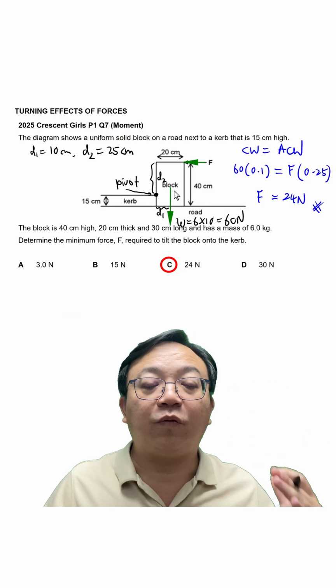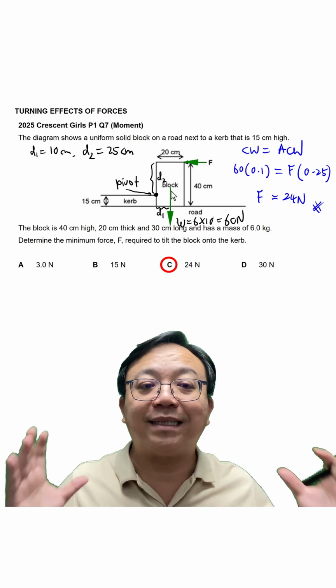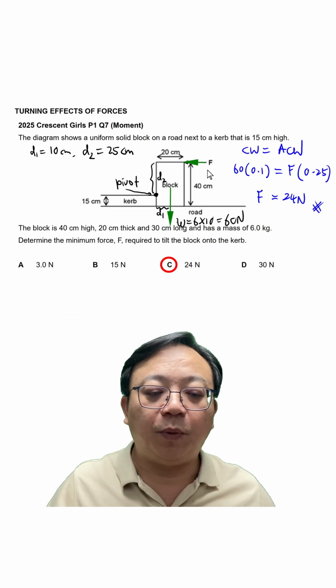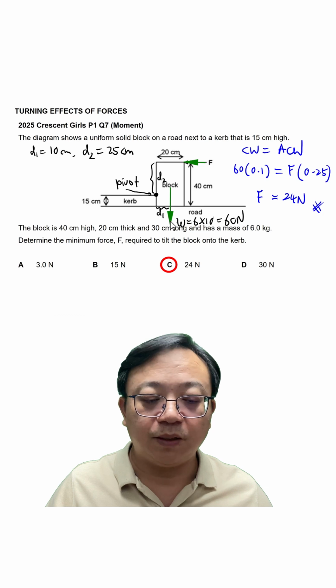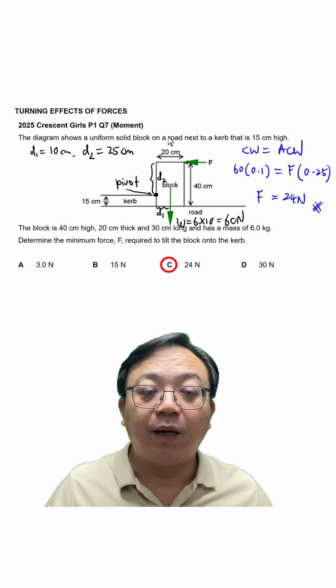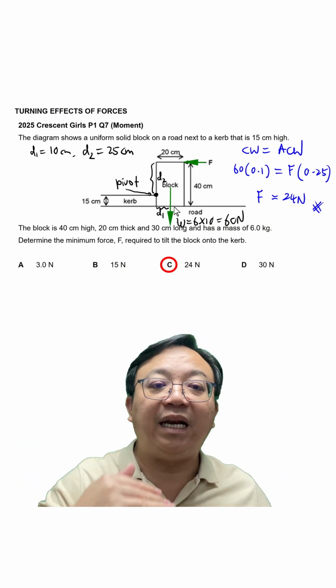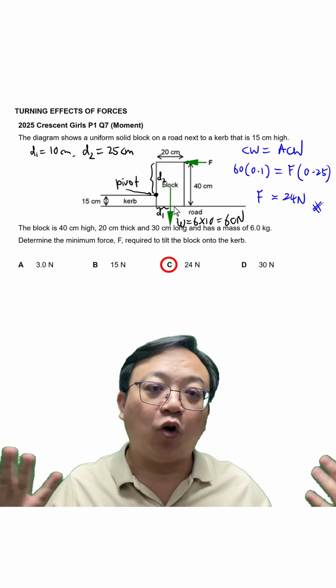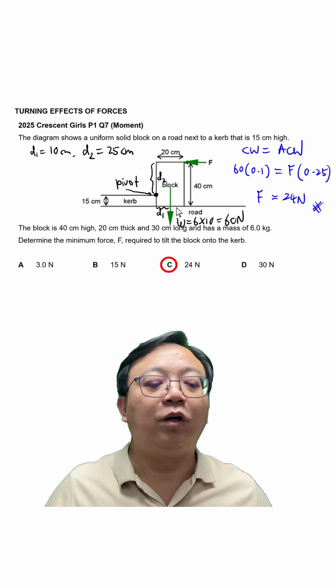Now, the first step, you need to draw a free body diagram. What is a free body diagram? All the forces acting on the block, which means the F and the W. By right, there is a normal force. But the problem is when it is about to topple, this surface will be lifted up, right? When it lifts up, there's no more normal force by the road. Okay, so we do not draw the normal force.